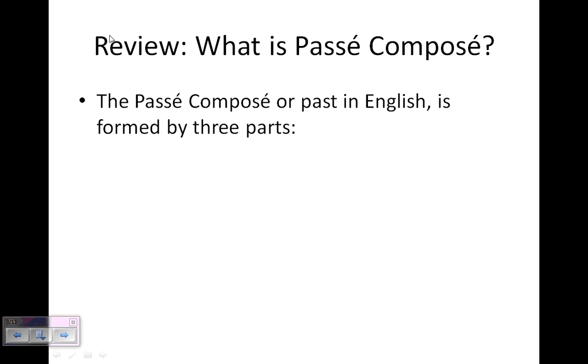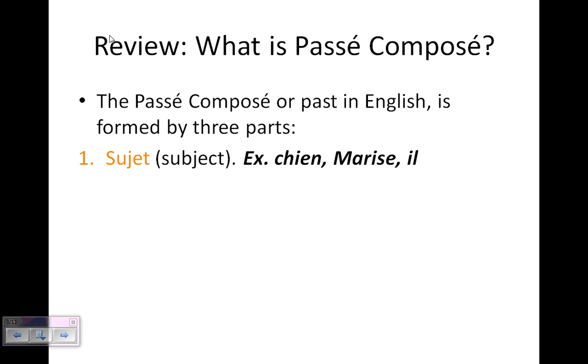So like I said, the passé composé is composed of three parts. Let's see what these three parts are. Sujet, subject, can be a noun like chien, dog, can be a name like Maryse, and it can be a subject pronoun like il, elle, nous, vous, and so on and so forth. So that's the first thing that you have in your passé composé.